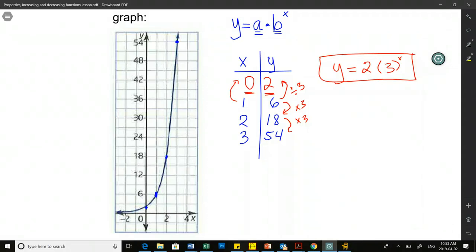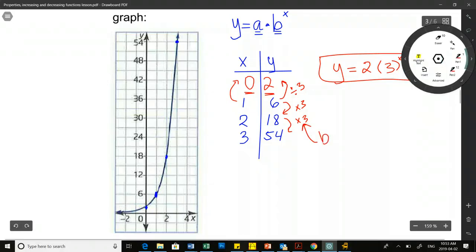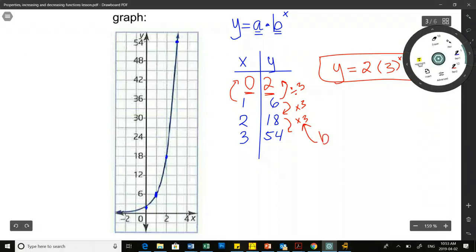Good. If you're not sure if your equation is right, I can do a quick little check. I can sub in 1, 2, and 3 for x and just make sure I'm getting the proper y values. I should get out 6, 18, and 54 if my equation is correct. Okay, so this is b, and then our a is like the y-intercept.